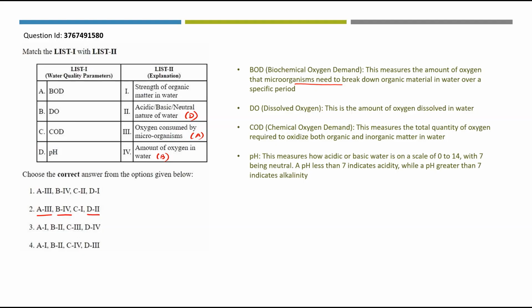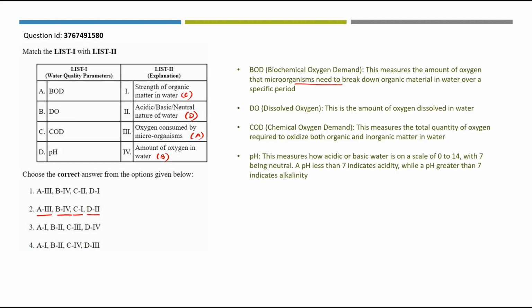This measures the total quantity of oxygen required to oxidize both organic and inorganic matter in water. Strength of organic matter in water is what we can map for COD. C is mapping to 1.